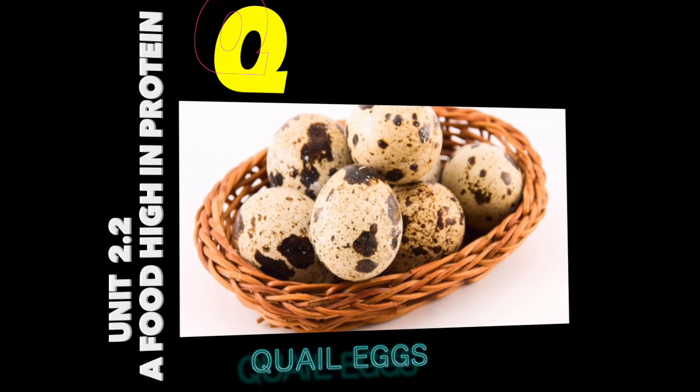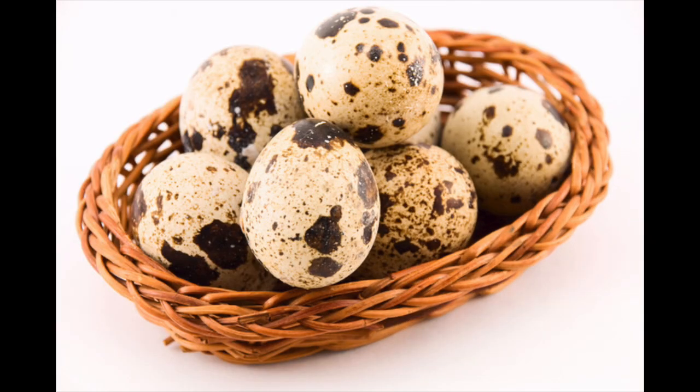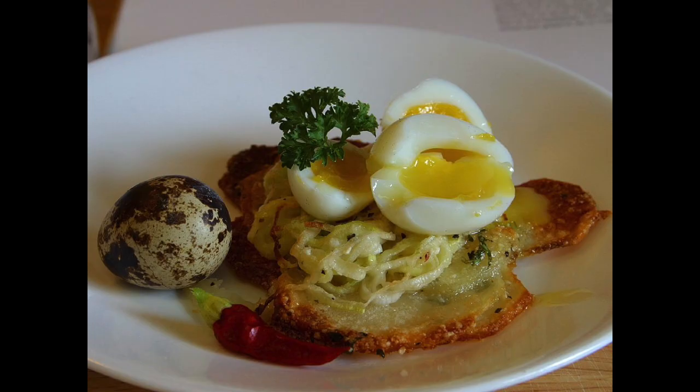Quail eggs are a food that is high in protein. The component of the food that is made of protein would be the egg white. The building blocks of the protein are amino acids. The indicator for protein is biuret.